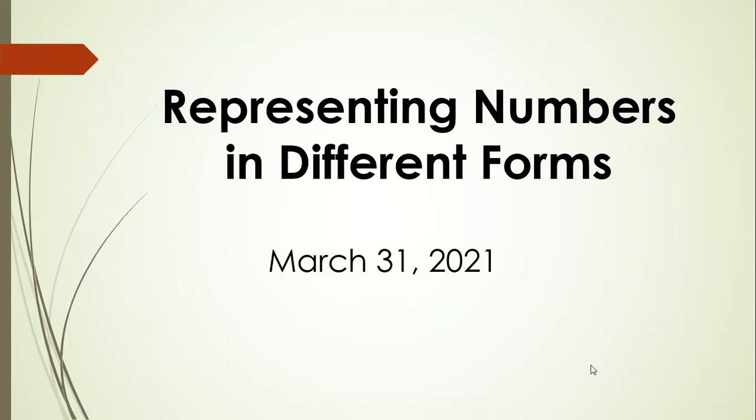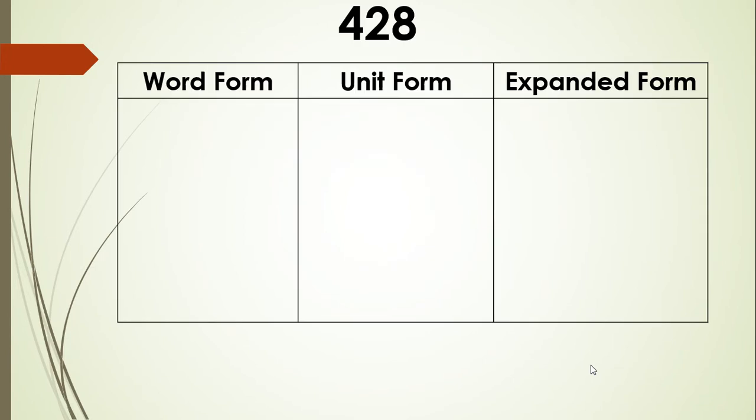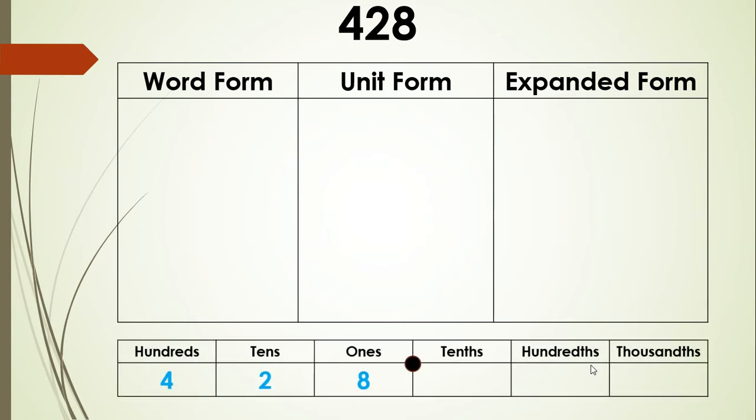Today we'll be learning how to represent numbers in different forms. We're going to start with the number 428. The first thing I'm going to do is place 428 in a place value chart in case I forget which place value each of the digits are in. The way 428 is written at the top is known as standard form.